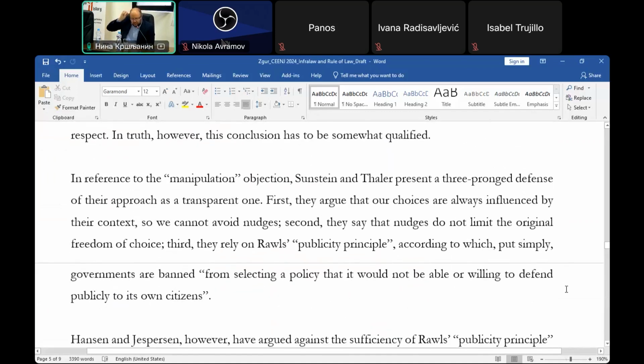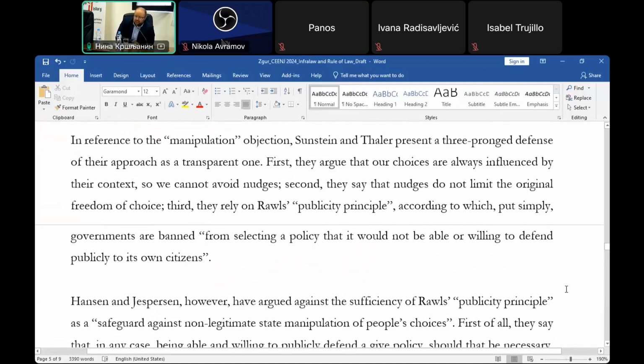Now, precisely in reference to this manipulation objection, Sunstein and Thaler present a three-pronged defense of their approach as a transparent one. First, they argue that our choices are always influenced by the context, so we cannot avoid nudges. Second, they say that nudges do not limit the original freedom of choice. Third, they rely on Rawls's publicity principle, according to which, simply put, governments are banned from selecting a policy that it would not be able or willing to defend publicly to its own citizens.